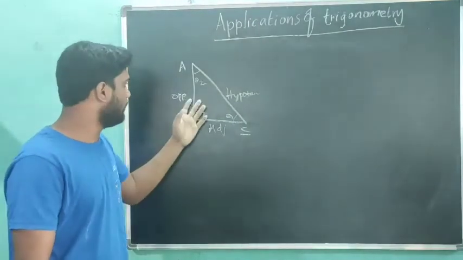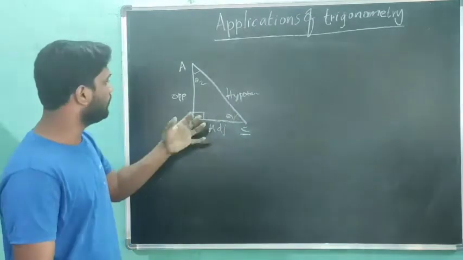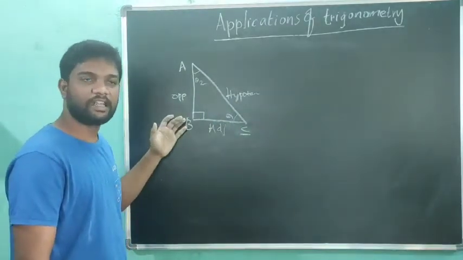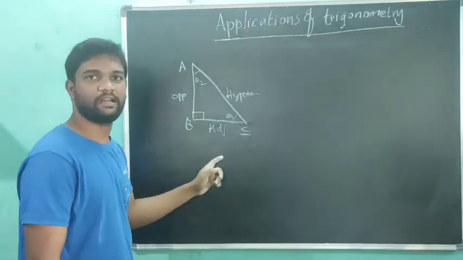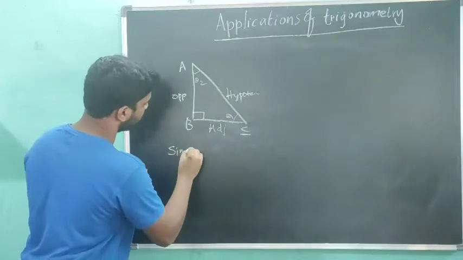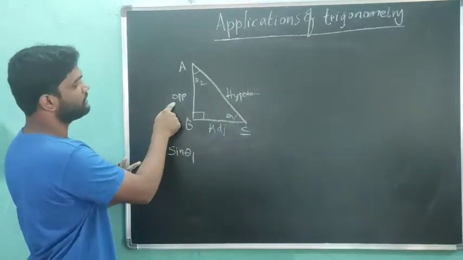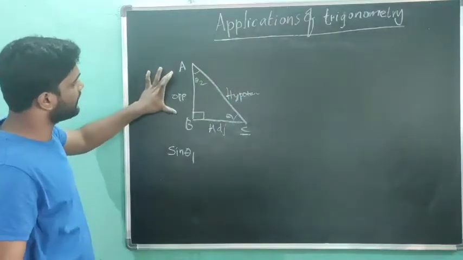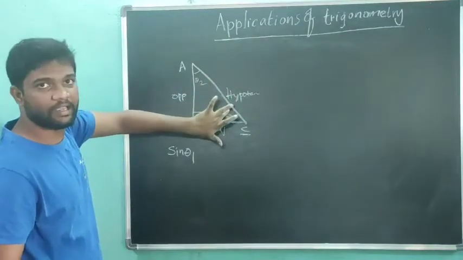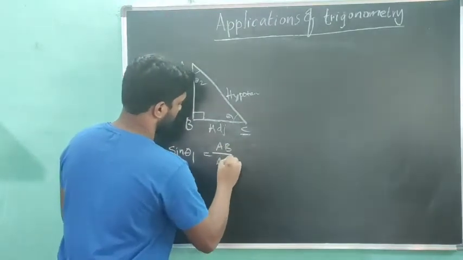What is sin theta? Opposite side by hypotenuse. Cos theta means adjacent side by hypotenuse. What is another? Tan theta. What is tan theta? Opposite side by adjacent side. We all know that. Let me write here. Sin theta 1, because I consider this as reference. Sin theta means opposite side by hypotenuse. What is the opposite side length? AB. AB divided by AC. Let me write here. AB by AC.